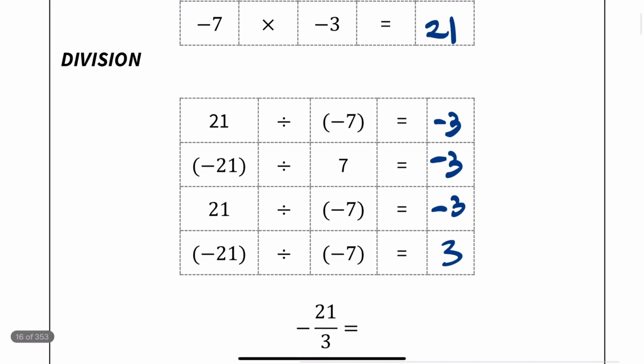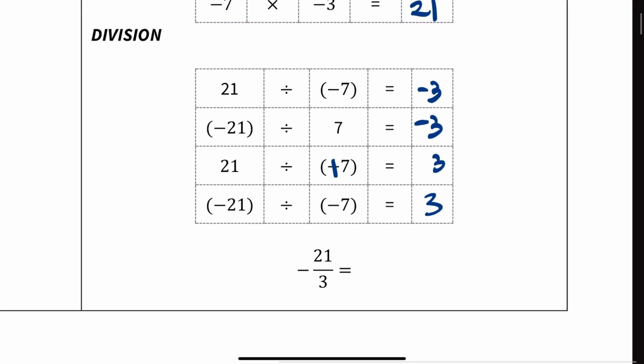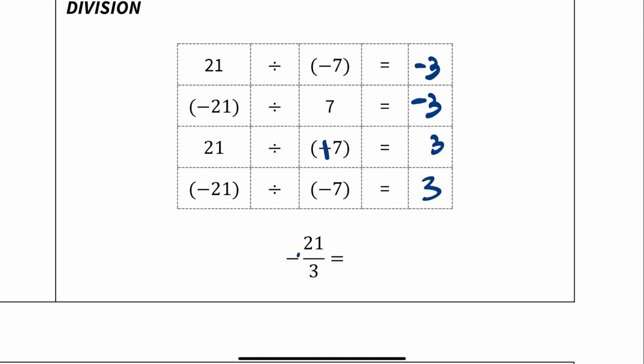Oh, although I think I repeated one of the questions again, and I think I may have meant one of these to be positive. So let's change the answer. Positive divided by positive is positive. Okay, and 21 divided by 3, when you have a negative in front, it's just negative 7.